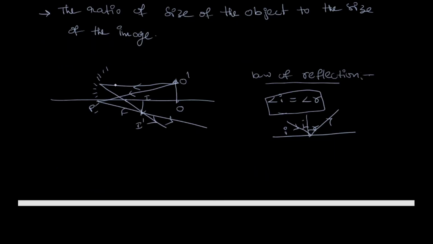Now I'm taking this angle as theta, and this angle is also theta. Why? Because both these are equal: the angle of the incident ray is equal to the angle of the reflected ray. I'm taking both these angles as theta. Now from the figure, triangle POO prime and triangle PII prime, both these are similar triangles. Both these triangles are similar to each other.